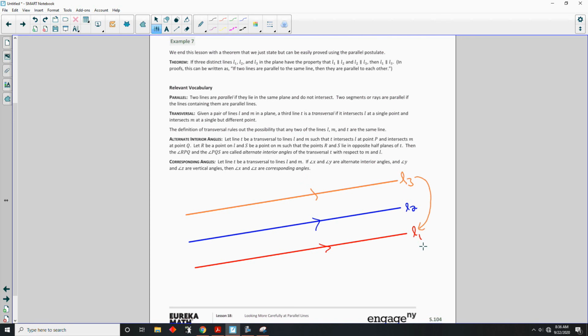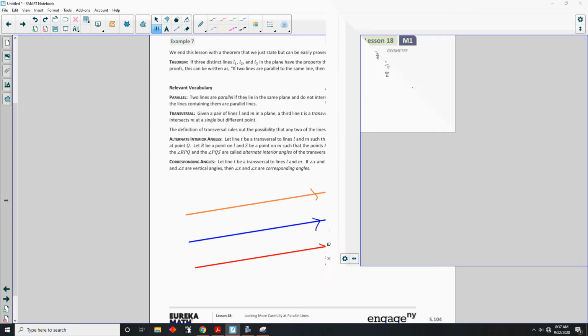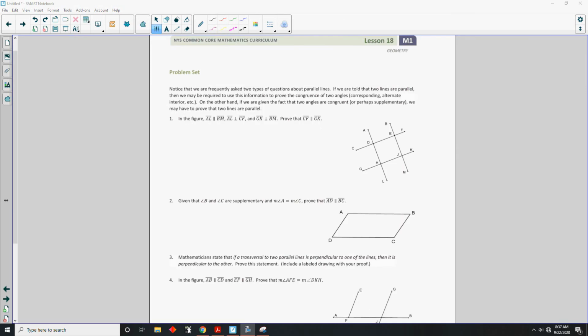Okay, so relevant vocabulary for this section are parallel, transversal, alternate interior angles, and corresponding angles. Review the relevant vocabulary, learn it, understand it, love it, and your geometry will be much easier for you. Okay, page 7 brings us to the end of lesson 18. Go to your problem set.